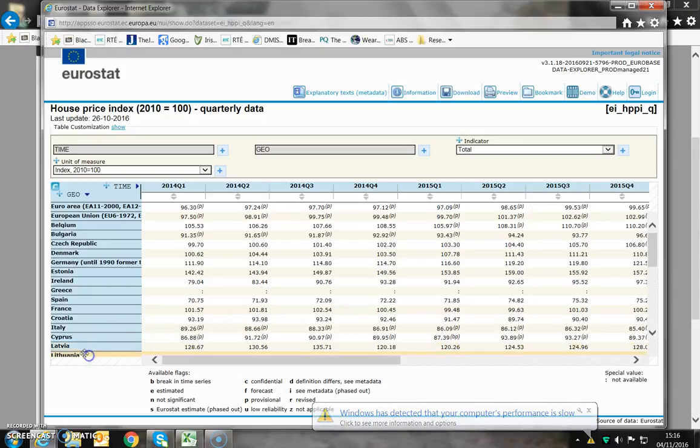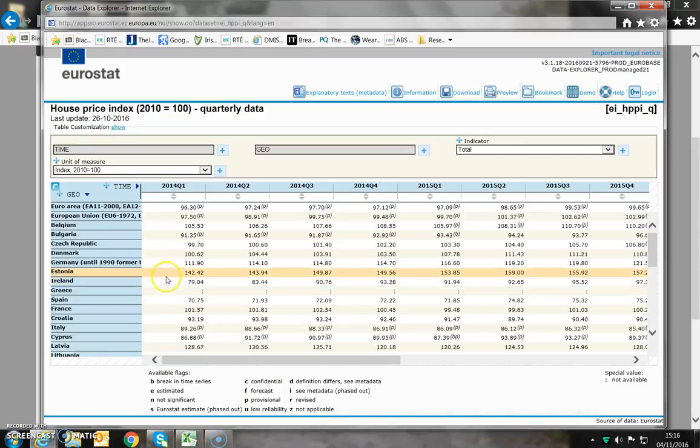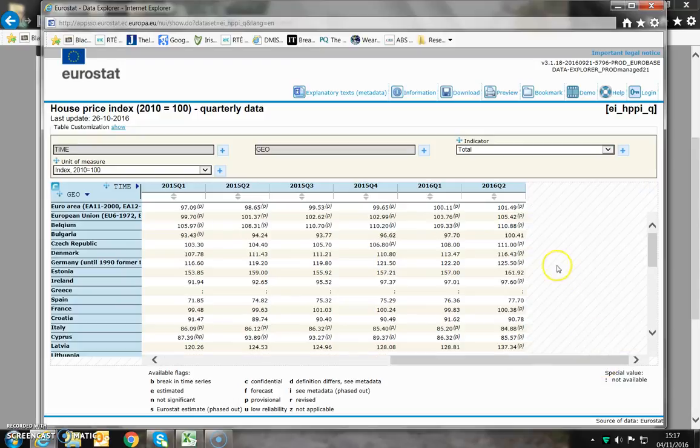Now, if we have a look at, let's see, Estonia. Okay, have a look at Belgium. So Belgium in 2014 quarter one, house prices are 5.53% more expensive than they were in 2010. Scrolling along, 8.55% more expensive than they were in 2010 in 2014 quarter four. And how are they looking now? Belgium, just under 11%. So house prices are on the rise, just under 11% more expensive than they were in 2010.